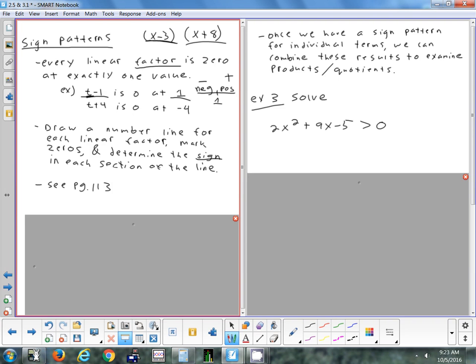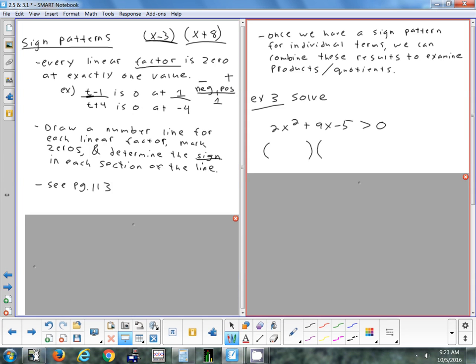Okay, this is one that's a cubic. I told you we'd do 1 cubic, but I've already factored it for you. I would not give you a cubic and make you factor it. I definitely would give you a quadratic and make you factor, okay, but not a cubic. So it's already factored. So you're going to set up a number line for each factor.